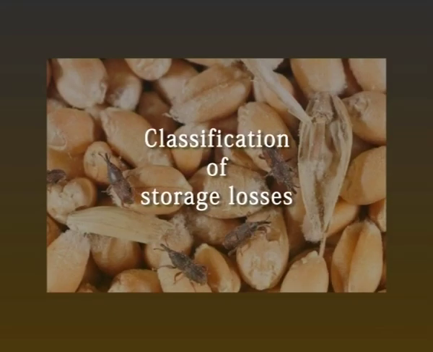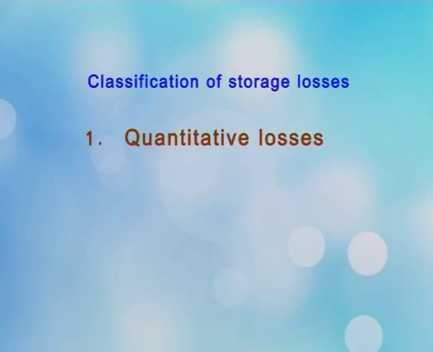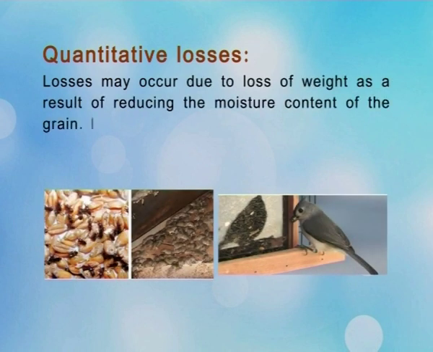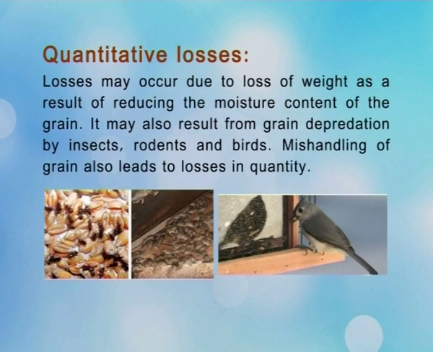Next, we will briefly discuss classification of storage losses. Losses of storage occur at different stages in the movement of produce from field to the consumer. They may be classified into number 1, quantitative, and number 2, qualitative. Number 1, quantitative losses. Losses may occur due to loss of weight as a result of reducing the moisture content of the grain. It may also result from grain depredation by insects, rodents, and birds. Mishandling of grain also leads to losses in quantity.